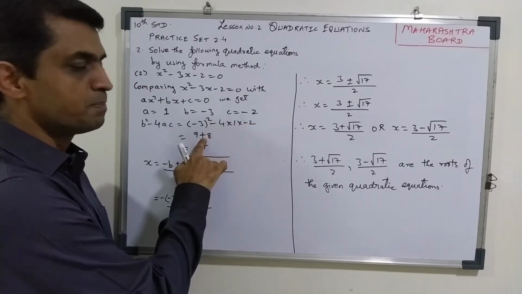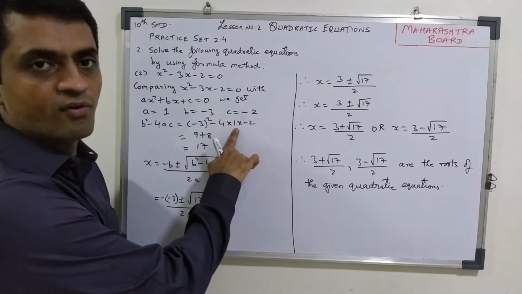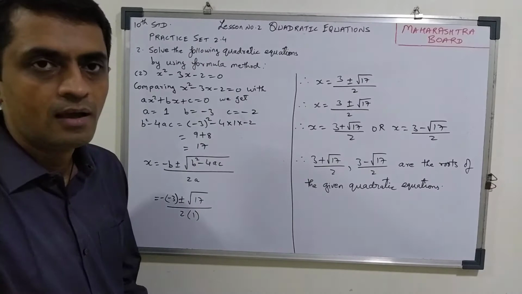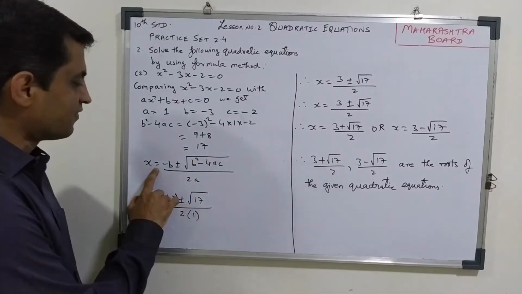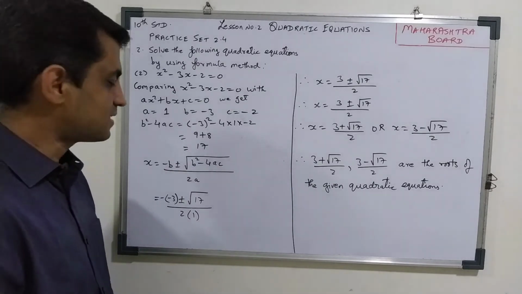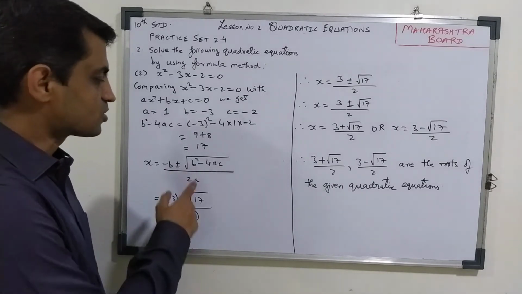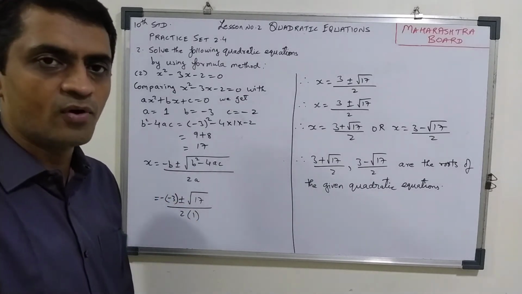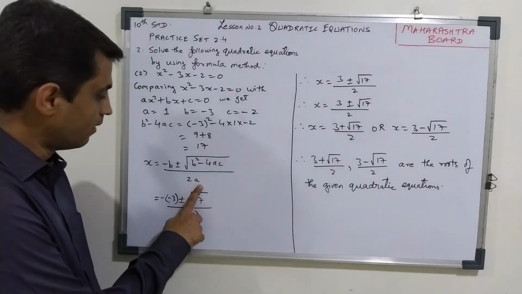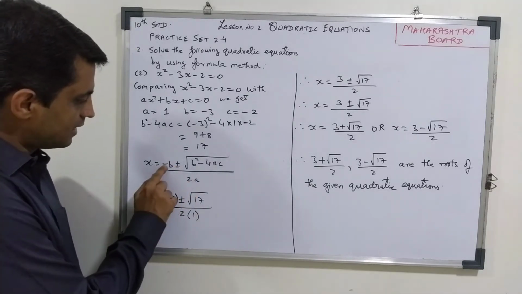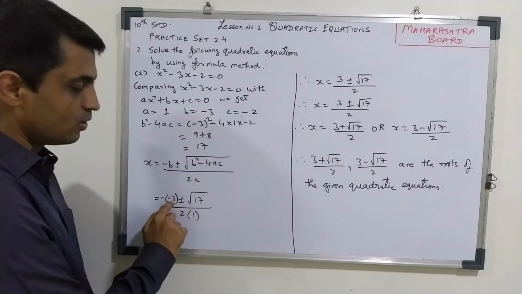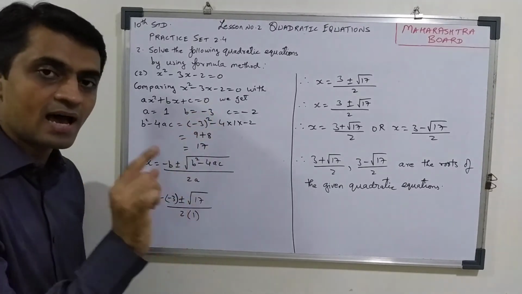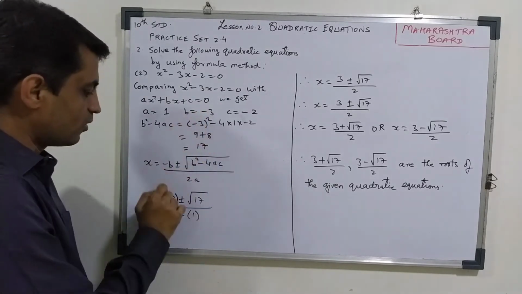Minus into minus plus 4 ones are 4, 4 twos are 8, and 9 plus 8 is 17. Now we will write the formula. Formula: x is equal to minus b plus or minus root b square minus 4ac upon 2a. Put the value of b, this minus as it is. What is the value of b? Minus 3. Don't forget to put the number with sign, otherwise you will write only 3.